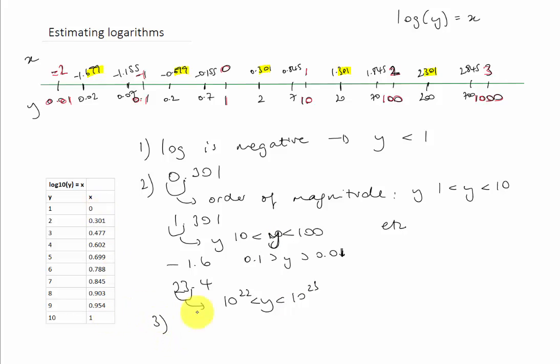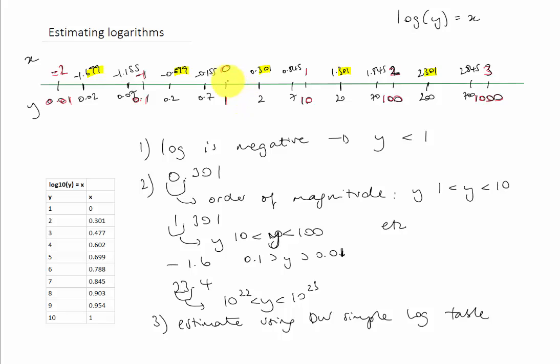And thirdly, you can just estimate using our simple log table. So if x is equal to 0.5, then we know that's in between the values for 3 and 4. So y is going to be in between 3 and 4. So you can get a general idea of what you're dealing with from that. So I think those are my top tips really for logarithms.